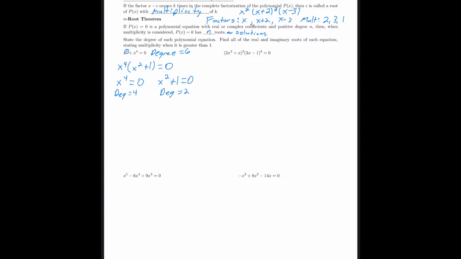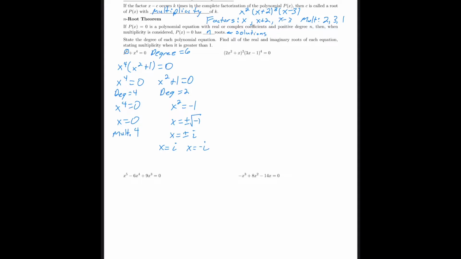Now if you look at these factors, you should be able to tell me how many roots you think should come from each one. This factor has a degree of 4, and this one has a degree of 2. So we should expect 4 roots to come from the left-hand side and 2 roots to come from over here. If we solve the left-hand one, x to the 4th equals 0, we take the 4th root of both sides, so x equals 0. So we ended up with 1 root. That means I should have gotten 4, but I only got 1. 4 divided by 1 is 4, so the multiplicity of this 1 root is 4.